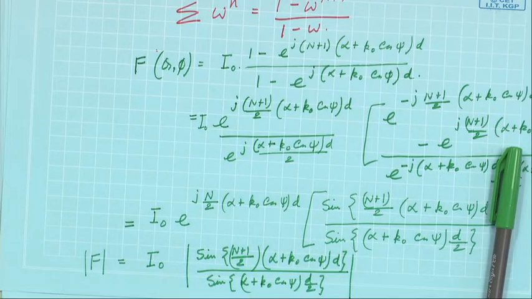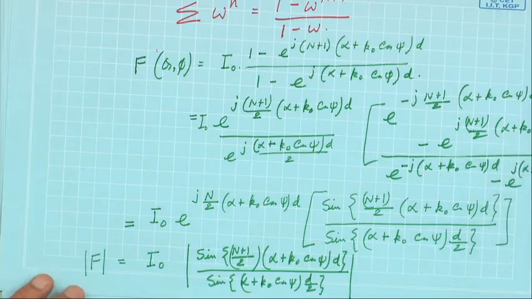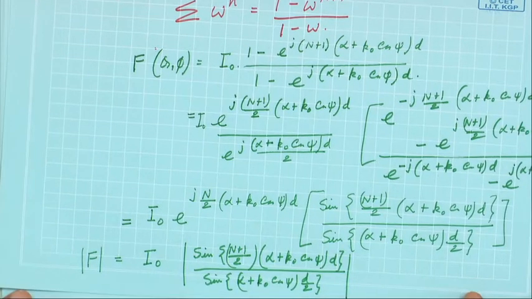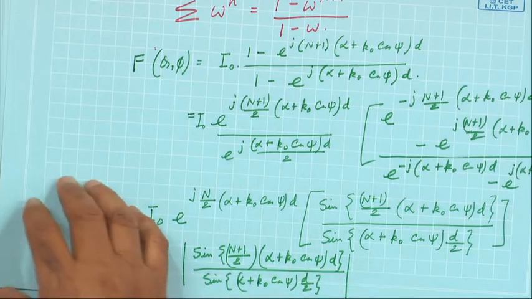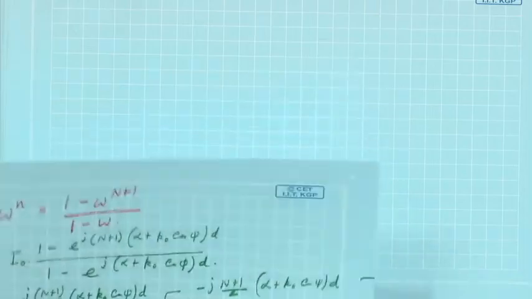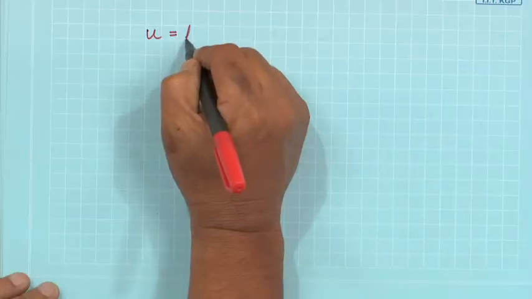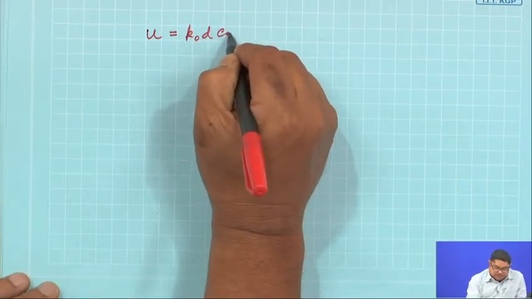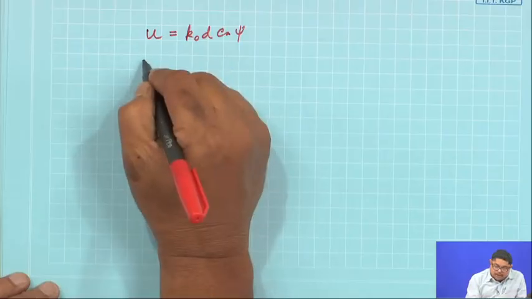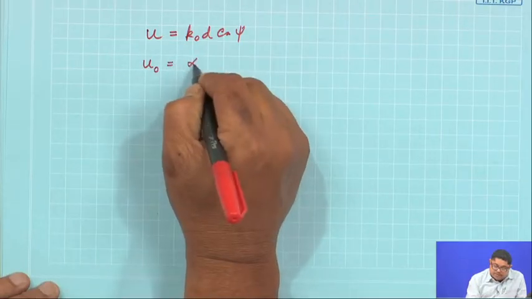Now, do not get frightened by looking at big expressions. These are simple expressions, maybe looking big, we will just take steps to simplify that. So, that becomes manageable. What are those steps? Very important steps: we will assume two things, we will introduce two new variables. One is u equal to k naught d cos phi, and u naught is equal to alpha d.